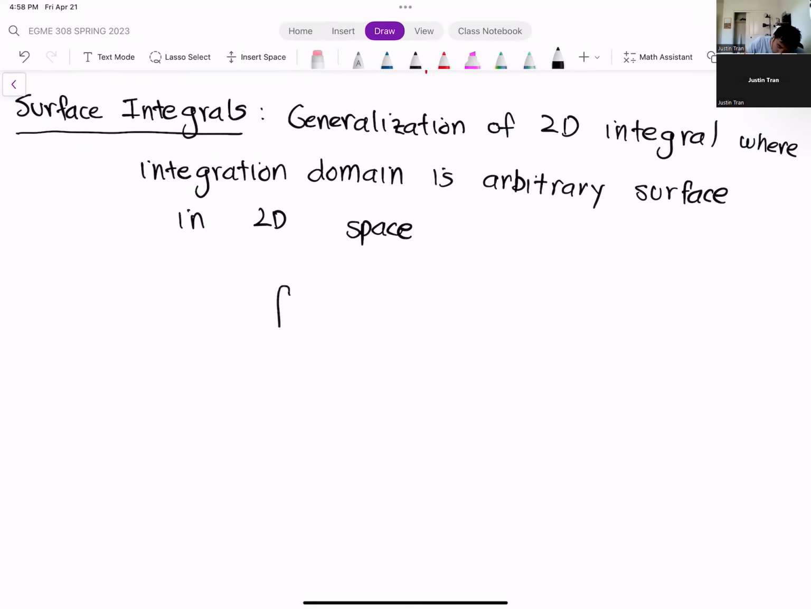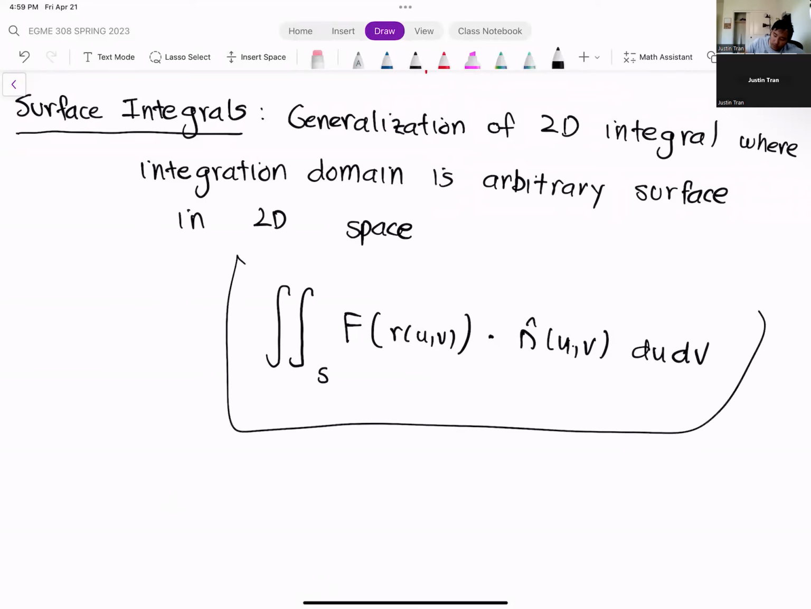Okay. So the general form for a surface integral is we have a double integral of f of r of u and v, dot product with the surface normal, which is also a function of u and v. Okay, u and v here are our generalized surface coordinates, and so whenever you have a 2D surface, even in 3 dimensions, you use basically 2 parameters to define it. Okay, and we're going to integrate over those 2.